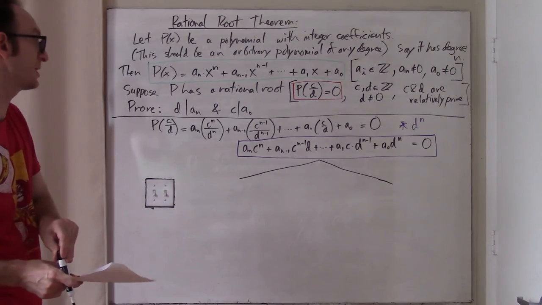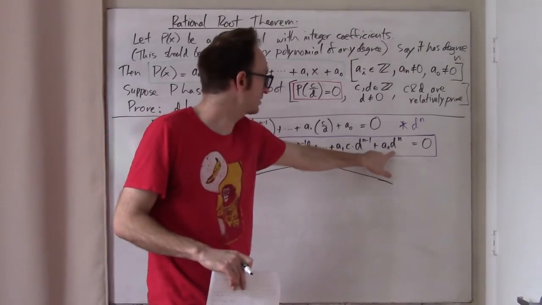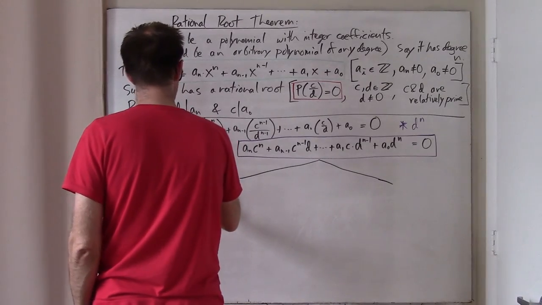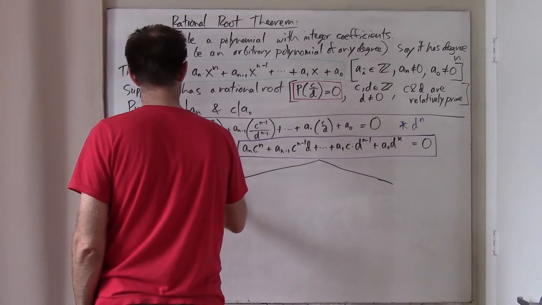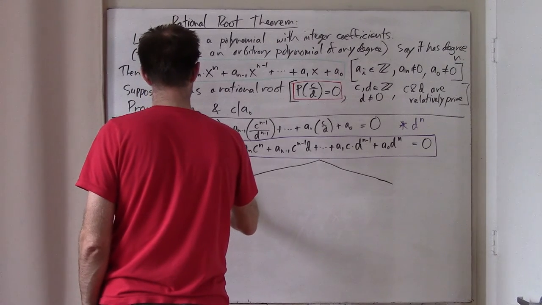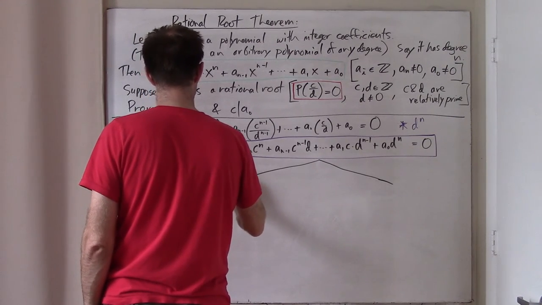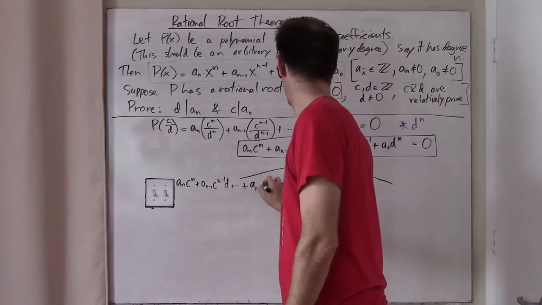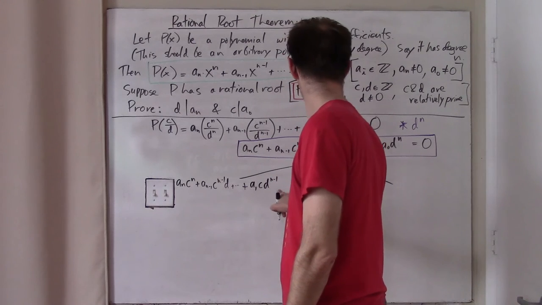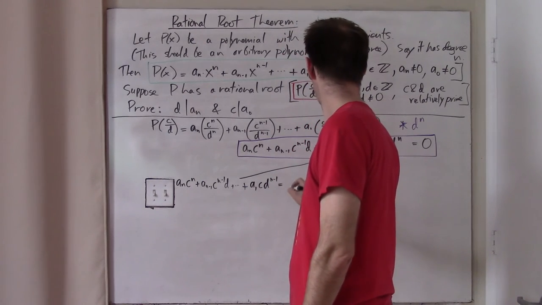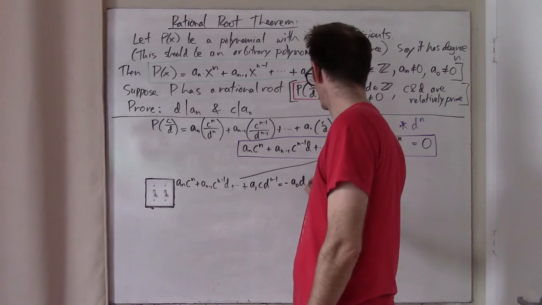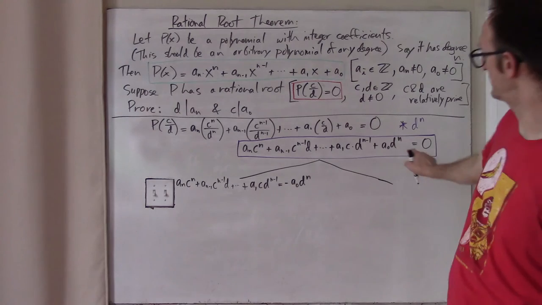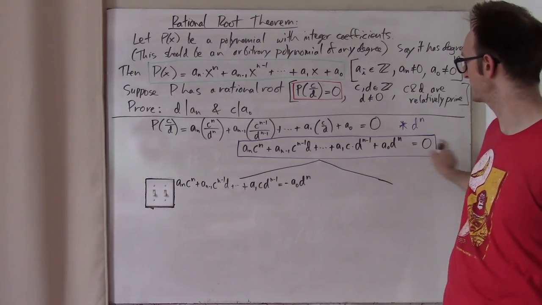On the one hand, I want to move this one term that doesn't have any c's in it over to the other side. Okay, so let's just do that right now. a sub n c to the n plus a sub n minus 1 c to the n minus 1 d plus a sub 1 c d to the n minus 1 equals negative a sub 0 d to the n. Okay, what did I do? Almost nothing. I just moved this term over to the other side. I subtracted it over there.